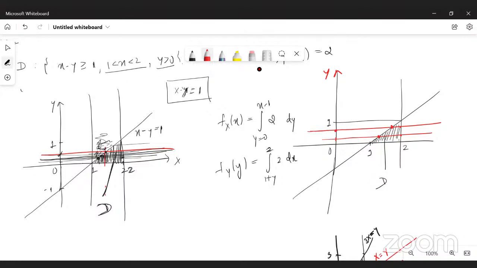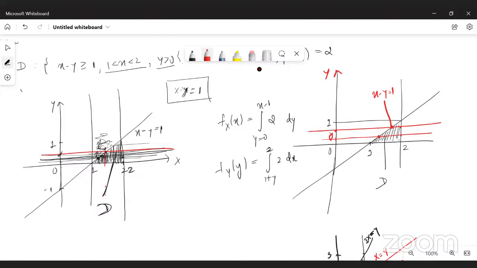Your x is not varying from 1 to 2, right? It is not coming from 1 to 2. It is coming from this point to 2. And what is this point? Since this graph was x minus y equal to 1, what is this point x? So this point x is going to be 1 plus y for some y. Right? So this is how we are taking the limit. Okay.